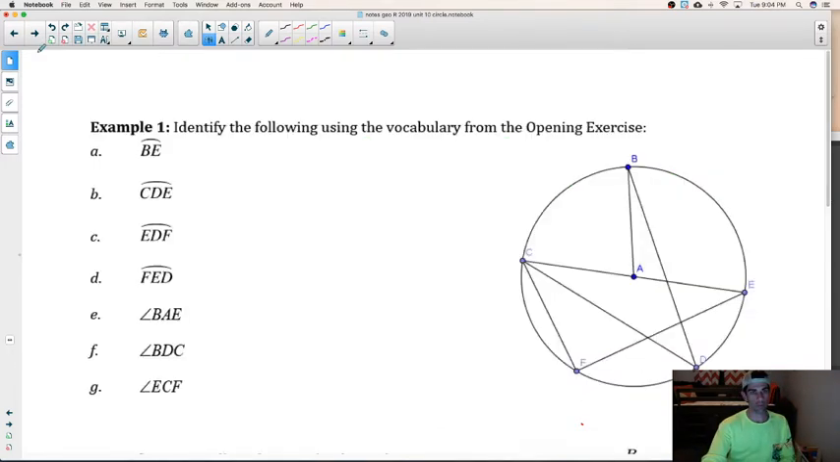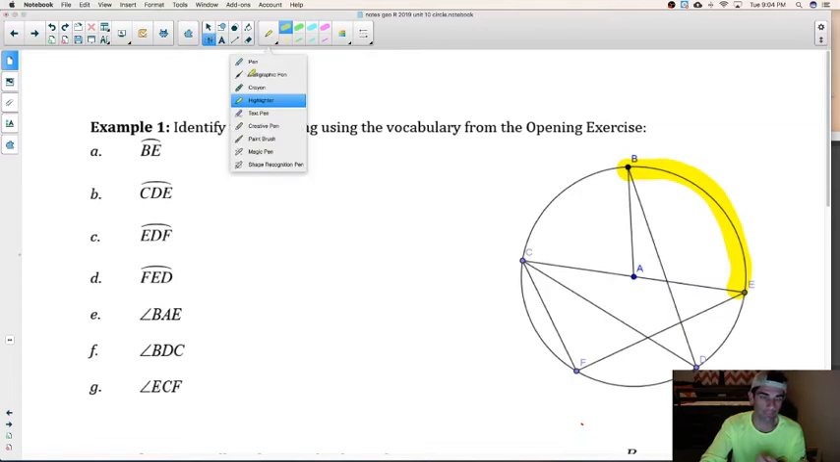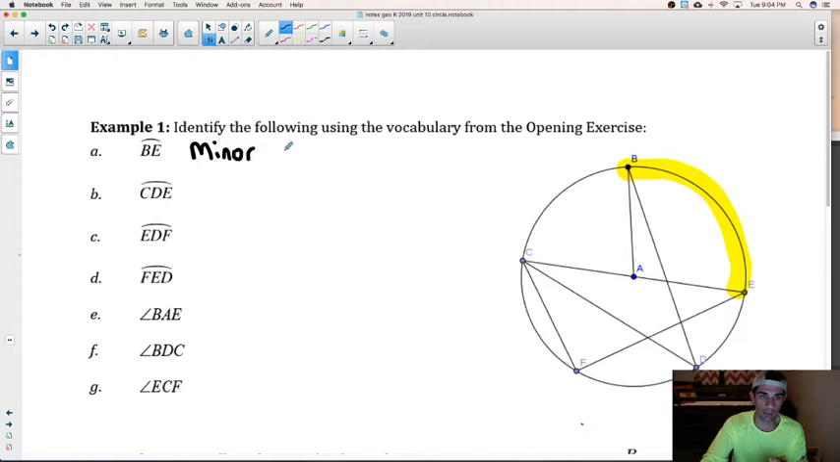And what I want to do here is we're going to practice those. I'm going to give you these arcs, I'm going to give you these angles, and you're going to tell me their names based on the vocabulary we just did. All right? So the highlighter works really nice for something like this. So arc BE. Here's B, and now I have to trace to get to E. There it is. Now this is an arc. Is that a major arc or a minor arc, and why? Well, I'm going to call this one a minor arc because it is less than 180 degrees.